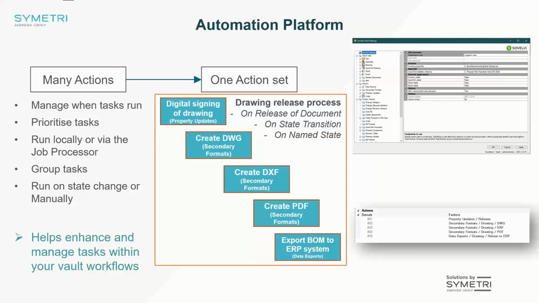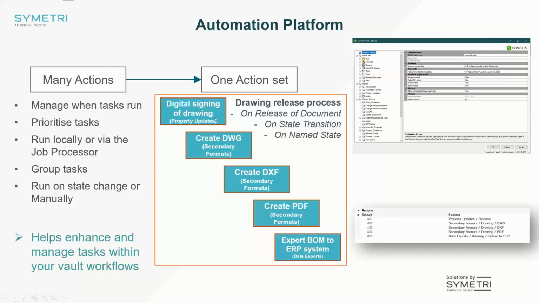What you may do instead is set it up so that an action set occurs on, say, a state change. So when this file transitions from work in progress to release, or say from review to release, then all of these tasks will run, and they'll run in order as well. So order is quite important too.